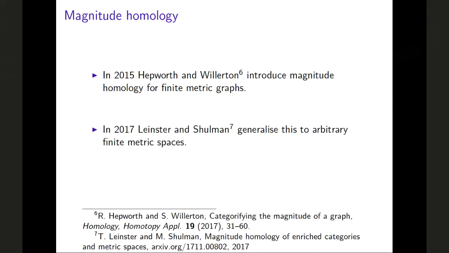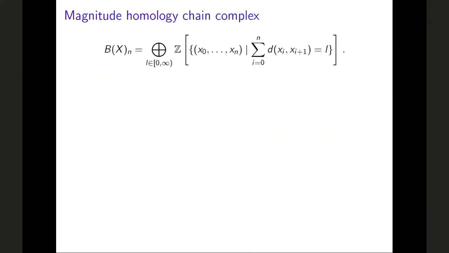And what they did is, they introduced a very general theory, a homology theory for enriched categories. But I will now not go too much into the details here and just explain for the special case, let's say, of finite metric spaces, what this boils down to.